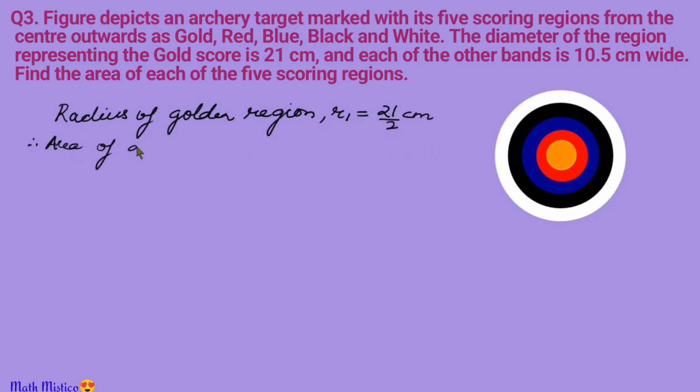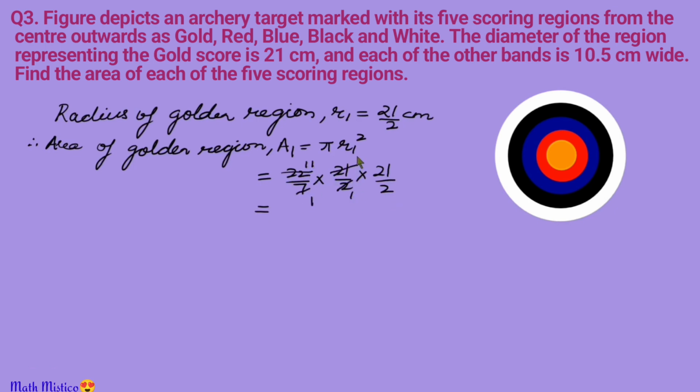So area A1 is equal to pi r1 square. You know we take pi equal to 22 upon 7 normally. So 22 upon 7 into 21 upon 2 into 21 upon 2. Cancelling the various factors and multiplying the remaining, we get 693 upon 2, which is equal to 346.5 centimeters square.